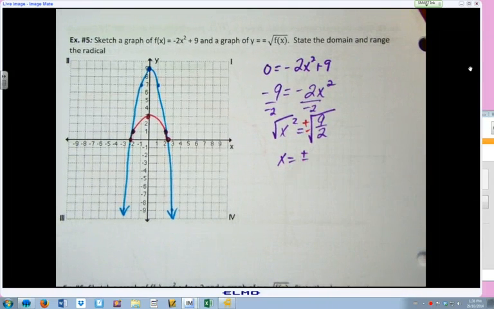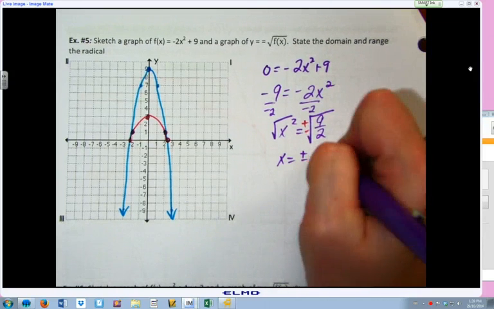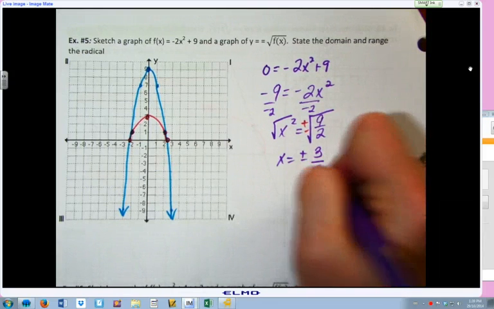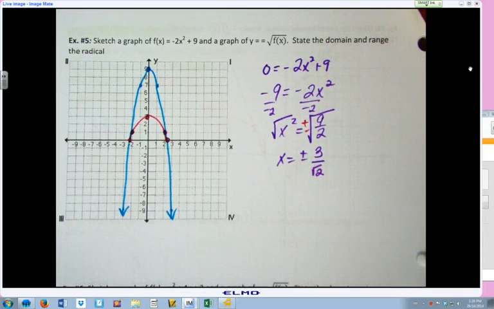So you evaluate what you can, you leave what you can't. So can we take the square root of 9? Can we take the square root of 2? So I'm just going to leave it. Rationalizing, don't forget, is completely up to you. If you want to, great. On the exam, you don't need to.